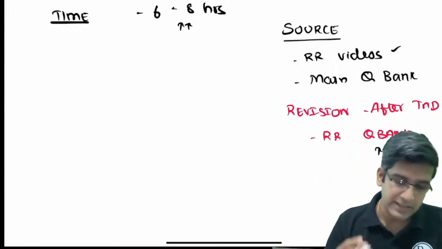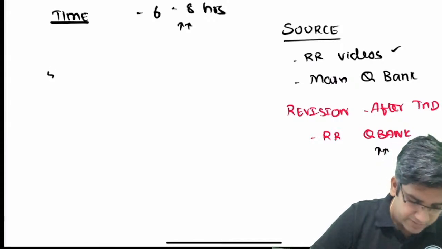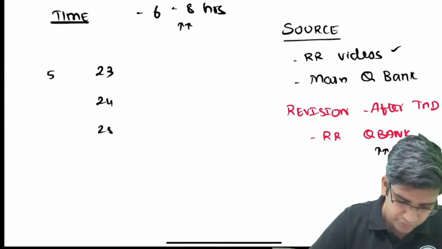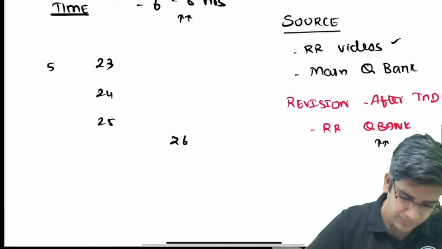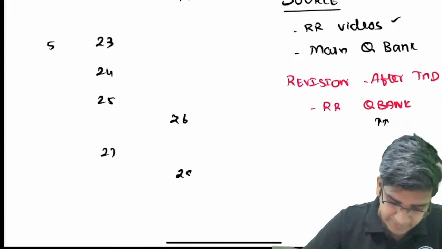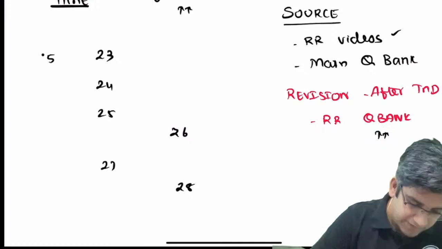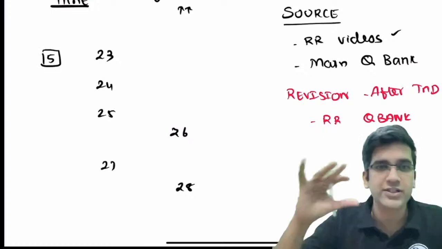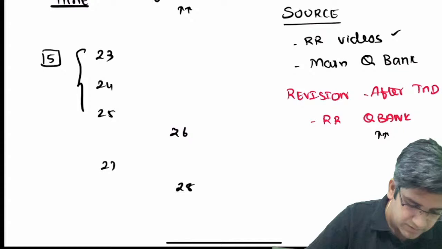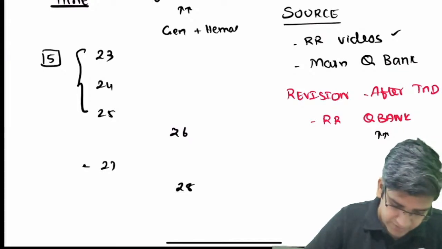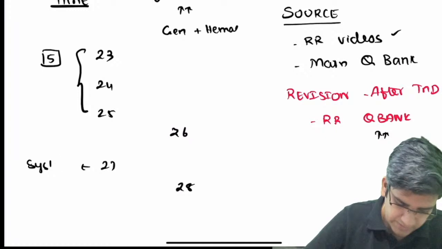So how do I divide it? Let's assume that for pathology I had 5 days, right? 23rd of March, 24th of March, 25th of March, 26th we have an exam, 28th I have a discussion, right? So how do I divide it? When we come to pathology, I'll give you a clear-cut distinction: in the 3 days, my goal is going to be general pathology plus hematology. In the next day, my goal is going to be primarily systemic pathology.